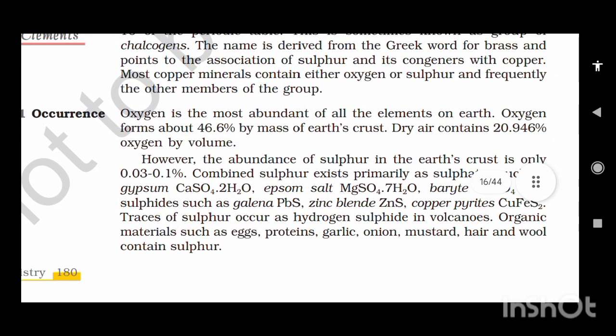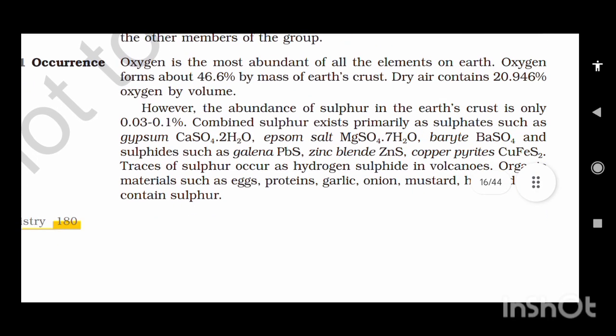Occurrence: oxygen is the most abundant of all the elements on the earth. Oxygen forms about 46.6% by mass of the earth's crust. Dry air contains 20.946% oxygen by volume. However, the abundance of sulfur in the earth's crust is only 0.03 to 0.1%. Combined sulfur exists primarily as sulfates such as gypsum.